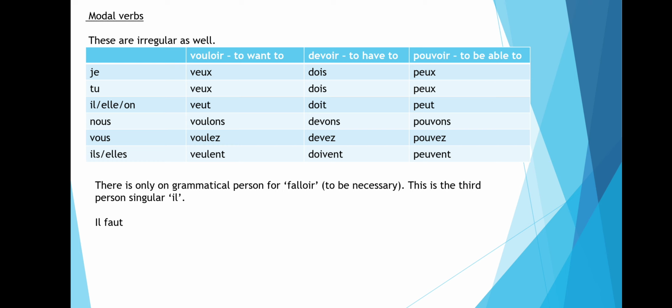And pouvoir, to be able to. Je peux, tu peux, il, elle, on peut, nous pouvons, vous pouvez, ils, elles peuvent. There is only one grammatical person for falloir, which means to be necessary. This is the third person singular, il. So whenever you use it, you say il faut.